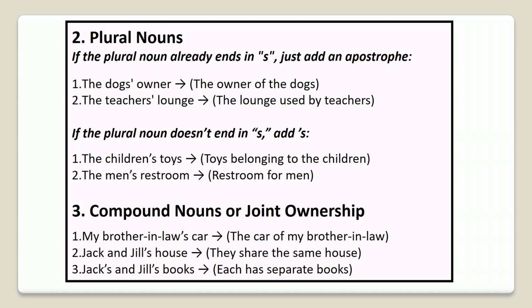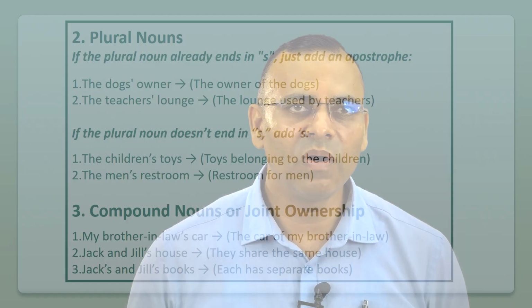So we understand if the plural noun already ends with s, just add an apostrophe. Like the dogs' owner means the owner of the dogs. The teachers' laws means the laws used by the teachers. So teachers is a plural noun here.